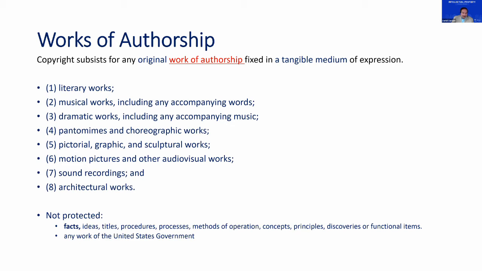Curiously, things that are not protected under copyright, and this list is important, include facts, ideas, titles and short phrases, procedures, processes, methods of operation, concepts, principles, discoveries, scientific facts, and functional items. Any work of the United States government by rule is in the public domain. So any report that's put out by a government agency is in the public domain and not protected under copyright.